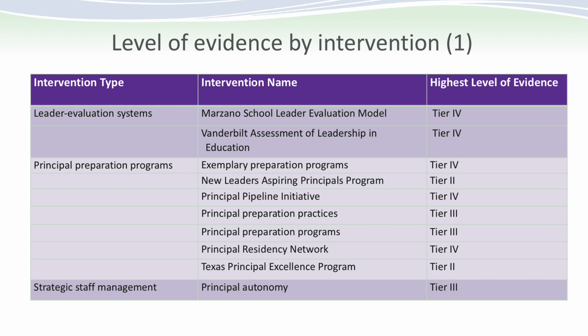So we feature here, with one exception, only interventions that had some level of evidence, tiers 1 through 4. So we reviewed a huge number of interventions that are not featured here, but did not yet have a strong evidence base, so we couldn't highlight them. We were not the What Works Clearinghouse.